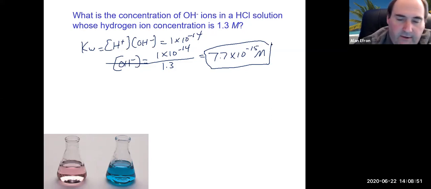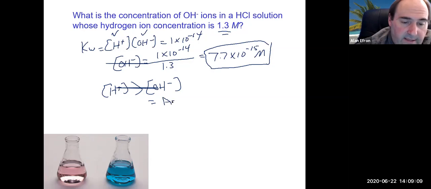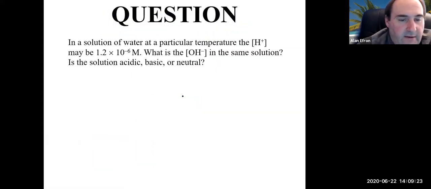Now, if we wanted to know, is this acidic, basic, or neutral, we would compare our H plus concentration to our OH minus concentration, and we see that the H plus concentration is larger than the OH minus concentration, and that means it's going to be acidic. I apologize for the extra lines coming out today. Any questions on that? Okay.